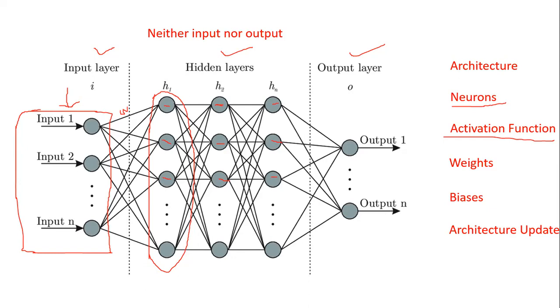So what I'm saying is that the input layer just passes on its value to the next layer, along the edge that is there. The actual activation function is used at the hidden layers and the output layer. Is this thing clear?